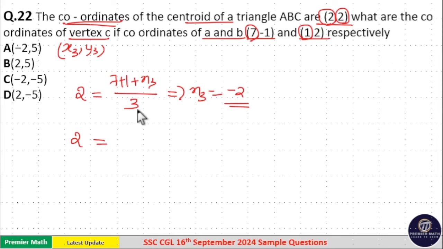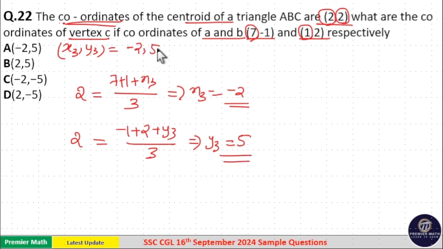So 2 is equal to the average of the y components, that is, minus 1 plus 2 minus 1 plus 2 plus y3, divided by 3. Now from this, y3 is equal to 2 into 3 is 6, 6 plus 1 is 7, 7 minus 2 is 5. So y3 is 5. That is, here x3, y3 is equal to minus 2 and 5. Option A is your answer.